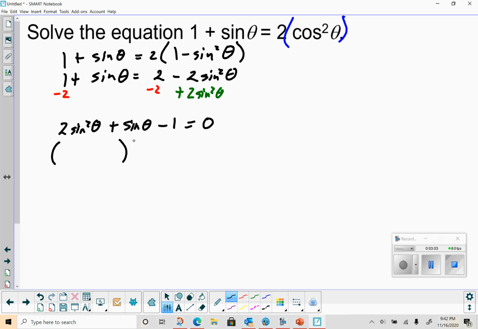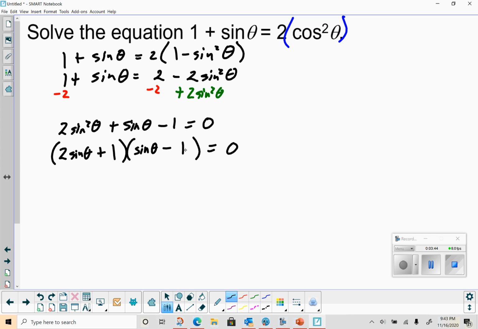Then we need to factor it. Well, okay, 2 is a prime number. The only way to factor down 2 sine squared, one of these is going to be 2 sine theta. The other one is going to be 1 sine theta. The negative here tells me my factors use opposite operations. So one is addition, one is subtraction. I don't know which is which. It does matter. And factors of 1.